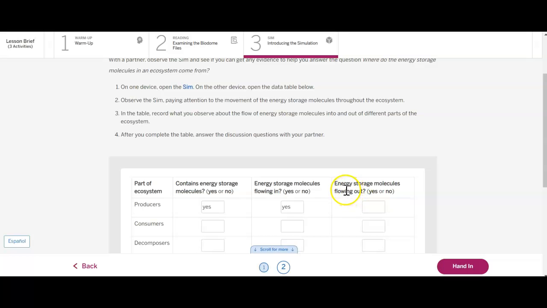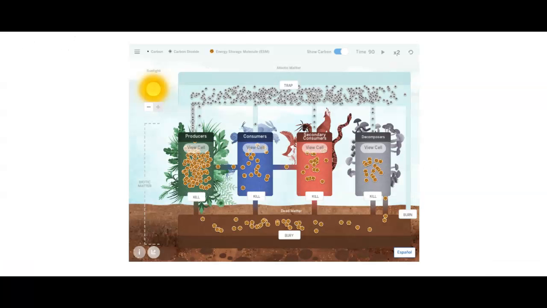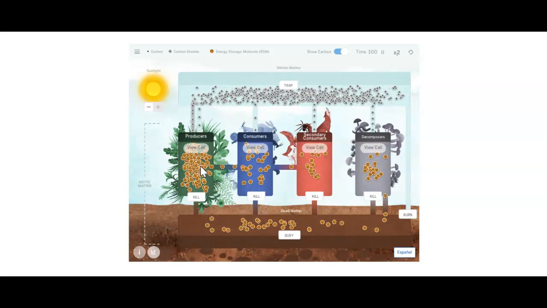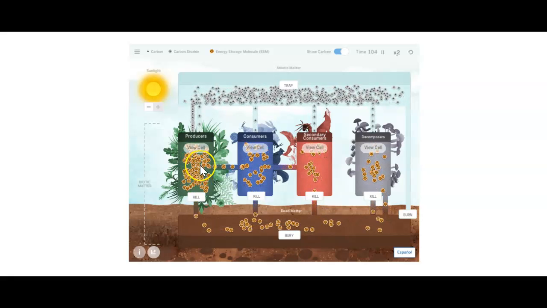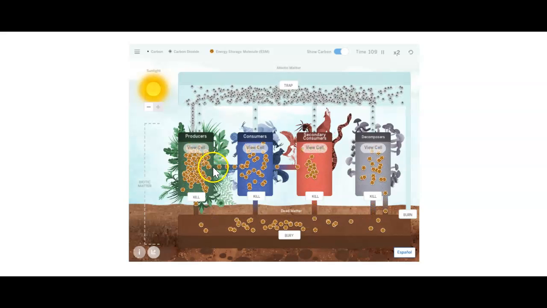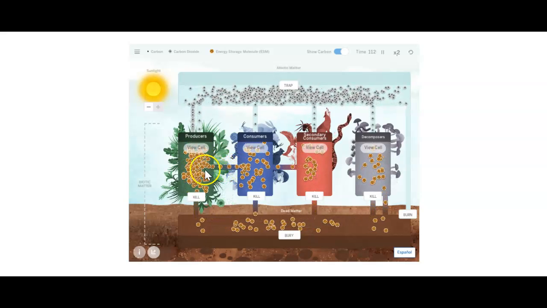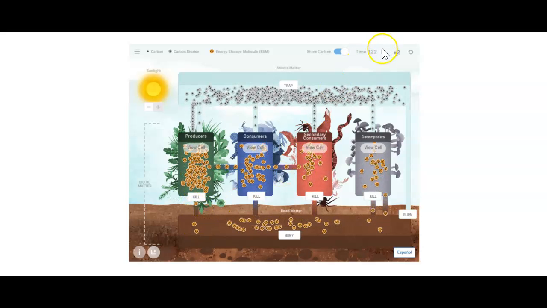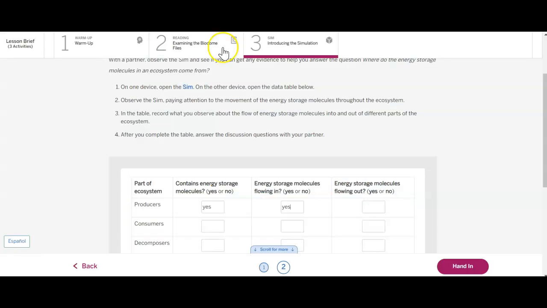Then the next question is, are energy storage molecules flowing out of the producer? We're going to hit play again. I can see that there are two places where energy storage molecules are coming out of the producer: they're coming out here and going to the consumers, and also out this way and going into the dead matter. I'm going to hit pause there, and my answer for that one is going to be yes. Now you would look at the consumer.